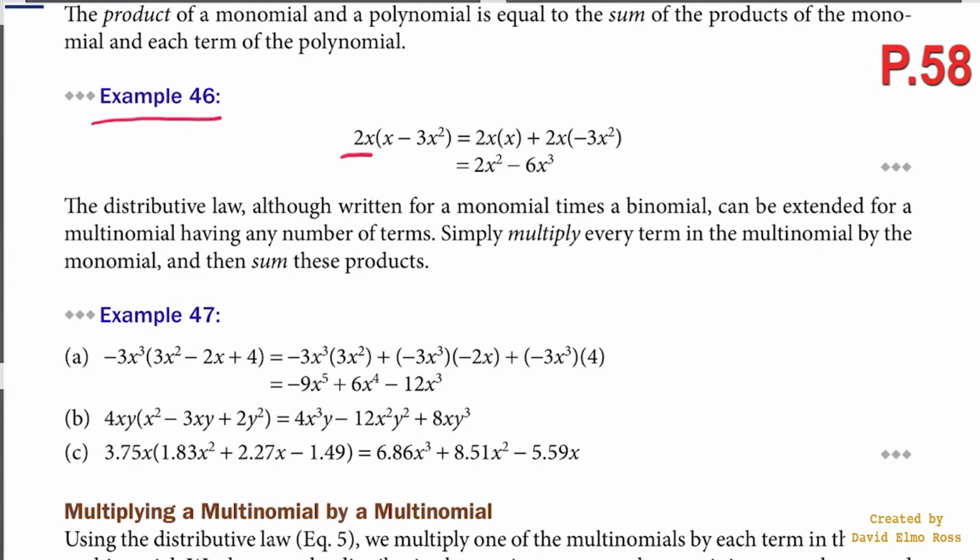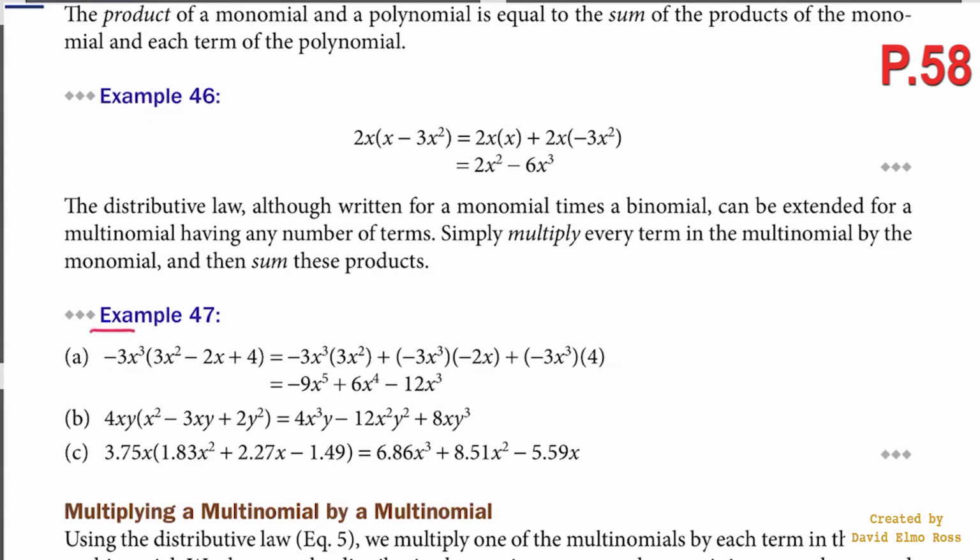If we look at example 46, what we have in the front is 2x. We're going to multiply 2x times each of the two terms. So it's going to be 2x times x, which is 2x squared. And then we're going to subtract 2x times 3x squared and get 6x cubed. And that is our answer.